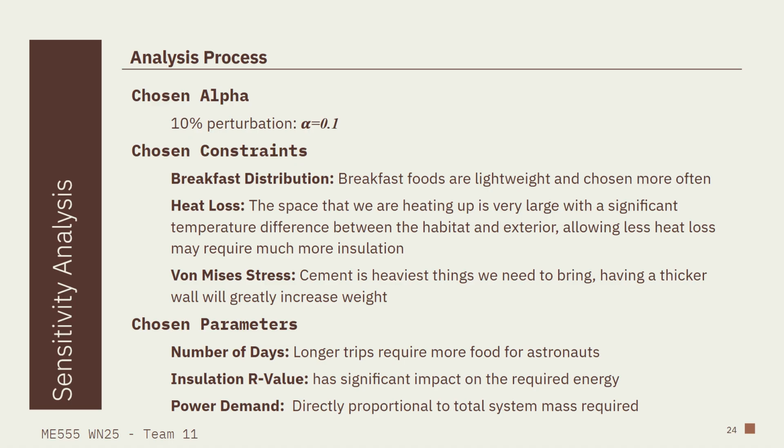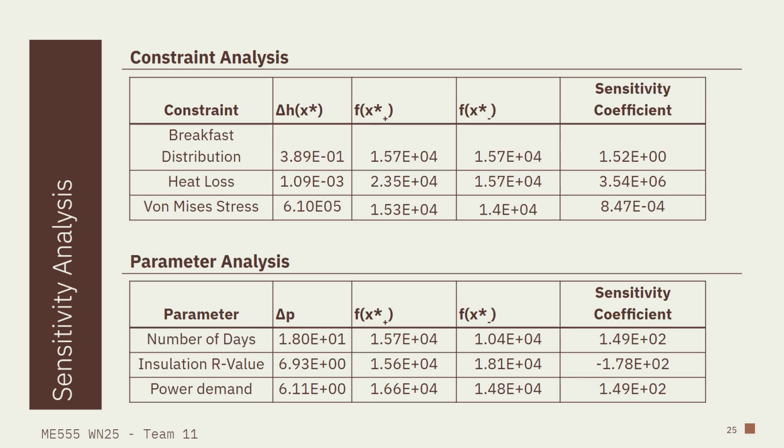In order to understand how the constraints and parameters affect the overall system optimization, key constraints and parameters were chosen for sensitivity analysis. Sensitivity analysis is performed by perturbing the constraints and parameters by 10% in the positive and negative direction, and solving the full system using the new parameter or constraint. High-impact variables were selected for analysis, including key constraints such as breakfast distribution, heat loss, von Mises stresses, and key parameters such as the number of days, insolation R value, and power demand.